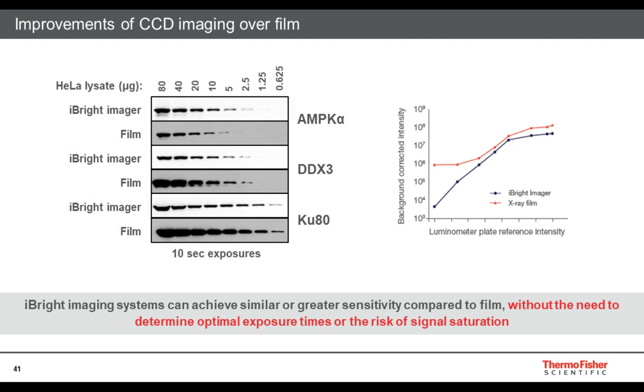The data here shows blots for 3 different targets and at 10-second exposures. Either the iBright imaging system or traditional film are used to capture the image. When using film, the blot oversaturates at the top end very quickly compared to the iBright imager. In addition, the iBright is able to maintain the low-end sensitivity and provide a linear detectable range far greater than film, which is shown in the graph to the right.